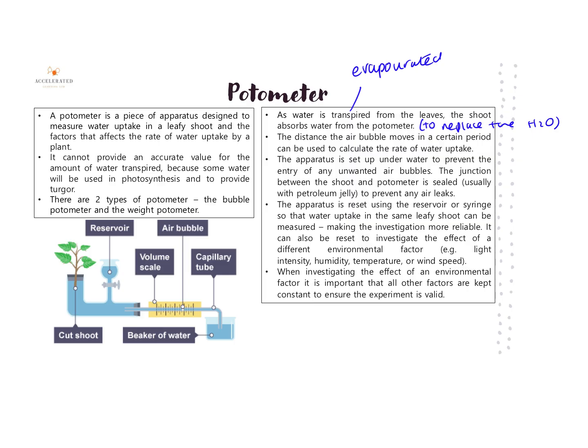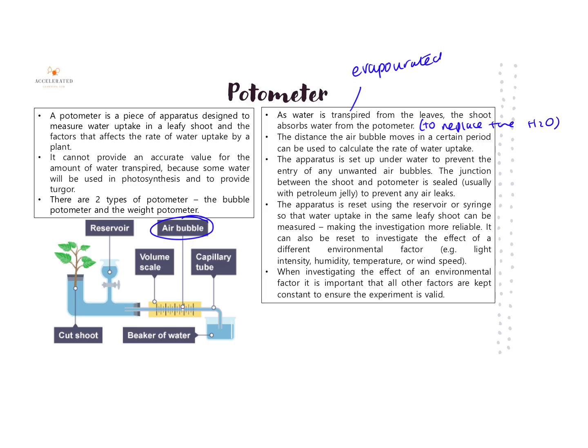So the distance the air bubble moves in a certain period can be used to calculate our rate. Okay, so here's our air bubble. And basically we go, right, well, if I know how much water is here, so if I know where my air bubble is, I can work out then how much water has actually been taken up. Now, what they could ask you about this, Jack, is how you set this up. And it's a bit of a complicated setup. This has to be set up underwater to prevent the entry of unwanted air bubbles. I only want one air bubble because I'm using that to measure. Okay, if I have two, how am I going to know which one to measure?